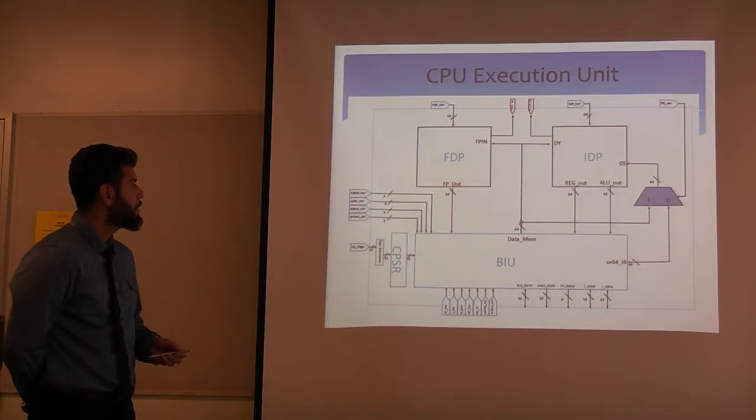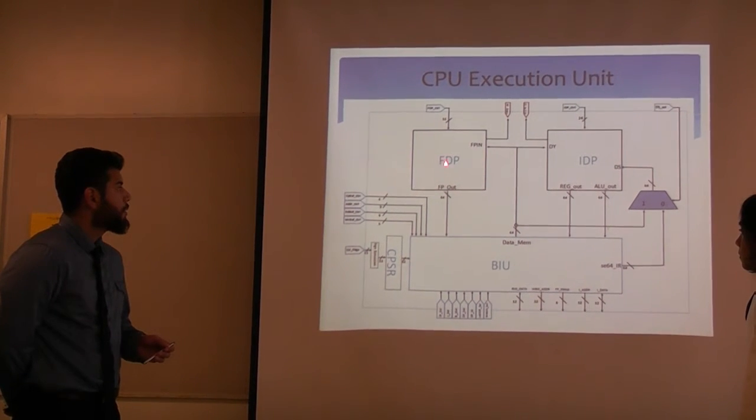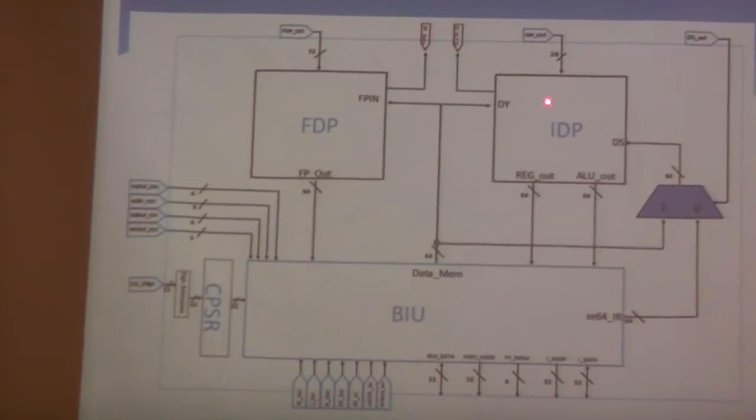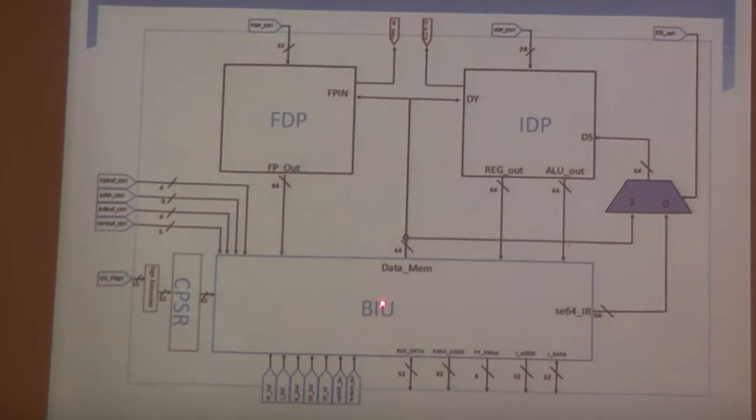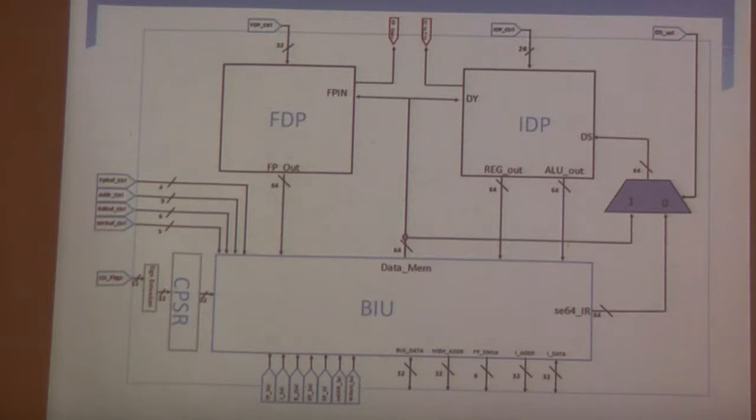And here is our execution unit. We have a floating point data path, an integer data path, and we have a bus interface unit. These are the control flags that are used to communicate with the bus interface unit. Originally we had a bus tap that was used to control the control signals into each one, but as we added more instructions, we found it difficult to continue to increase the size of the bus, and we had to manually place each control signal into the bus interface unit.